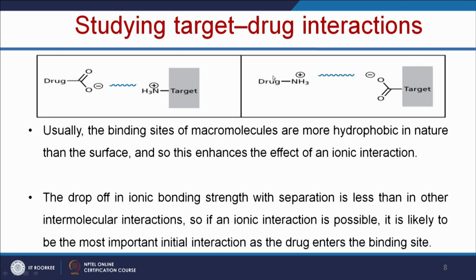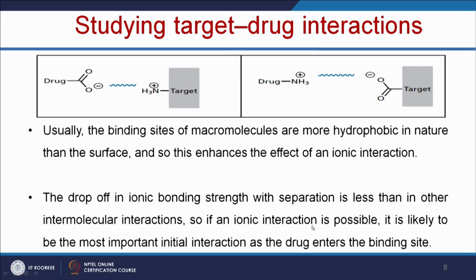And another important thing in studying the target drug interaction is that usually the binding sites of macromolecules are more hydrophobic in nature, okay. So, this enhances the effect of an ionic interaction. For example, if you have a target with a positive charge, it would be nice to have a drug with a negative charge, which can easily bind based on ionic or electrostatic interactions. And as you know, most of your cells and nucleic acids are negatively charged, okay. So, when you have a drug with a positive charge, it can easily bind through the electrostatic interaction.